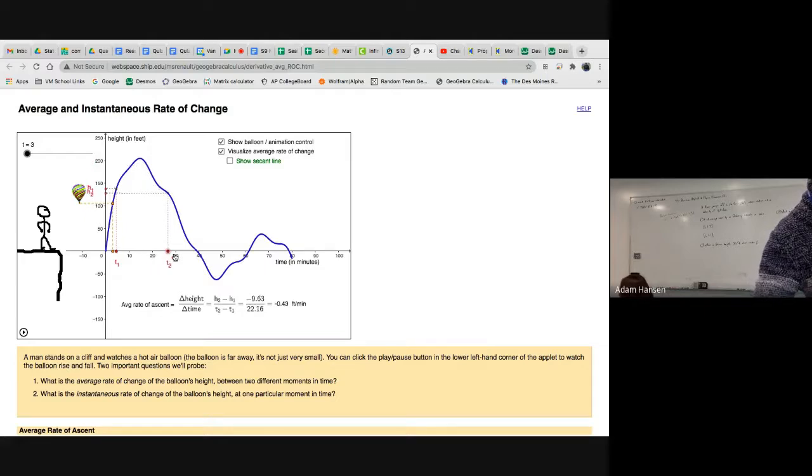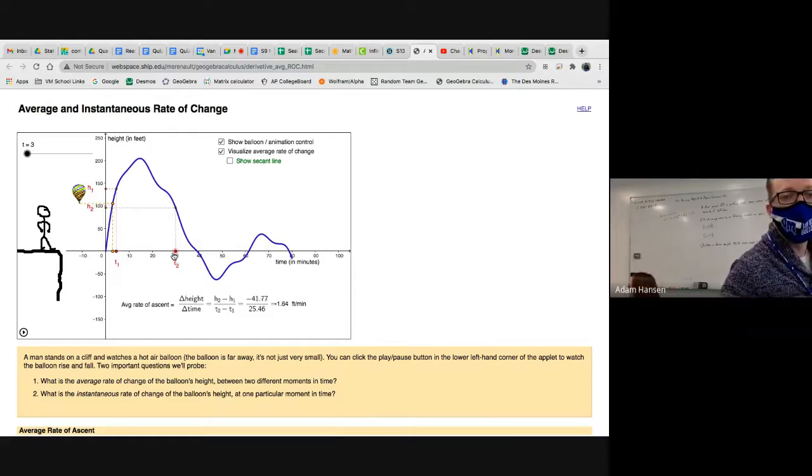As I move these points around, I can change the average rate of ascent, the average velocity of this balloon. Now it has an average velocity of negative 1.45 feet per minute because its total change in height was negative 36.42 feet divided by 25 minutes. What if I want to find the speed at exactly 1 moment in time?